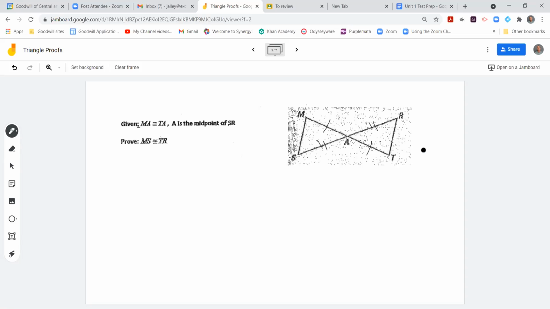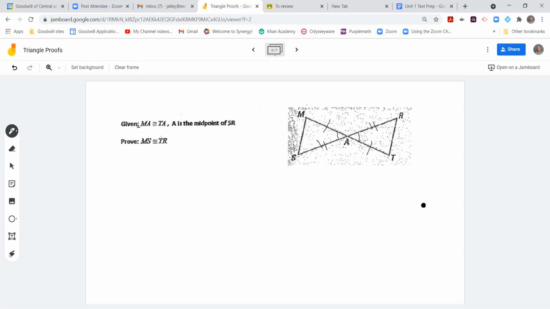Now, what do I need for a side angle side proof? It's easy. It's the angle in between. It has to be congruent. Well, it is. And how do I know that? Because of the definition of vertical angles.